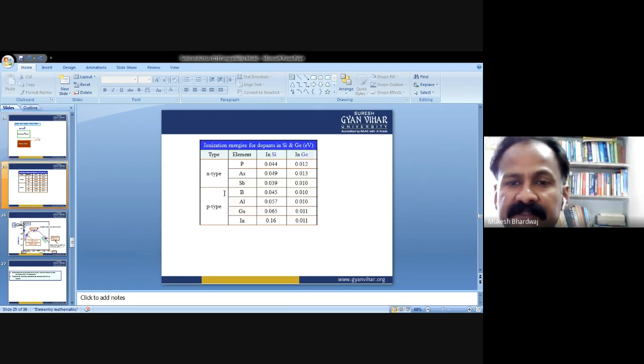Ionization energy for dopants in silicon and germanium. Dopants are the impurities added in the pure semiconductors, and by adding impurities to a pure semiconductor, we introduce a new type of semiconductor, known as extrinsic semiconductor. There are two types of extrinsic semiconductor: one is N type, the second is P type. For N type elements, such as phosphorus, arsenic, antimony, these are some ionization energies for the dopants in silicon and germanium, as you see from the table, for N type and P type.